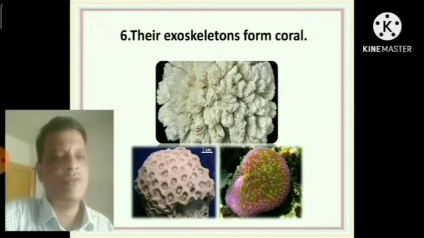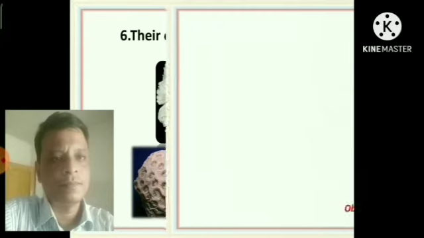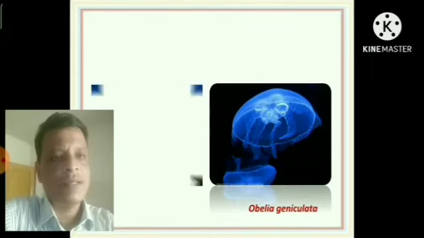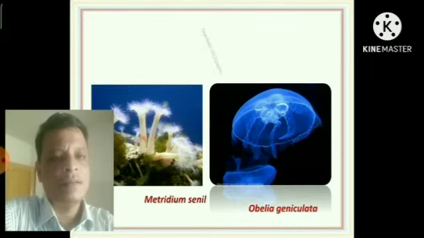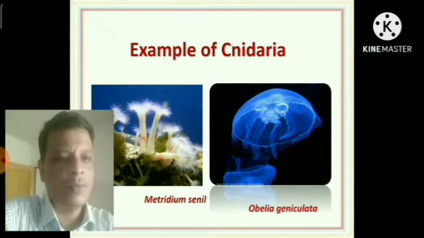Their exoskeleton forms the coral. Now the examples of the phylum Cnidaria: Metridium senile and Obelia geniculata.